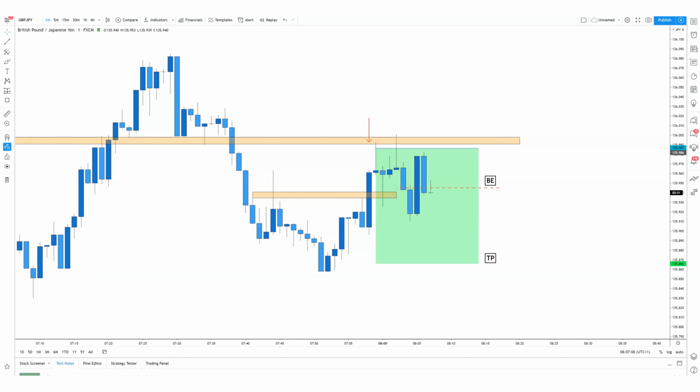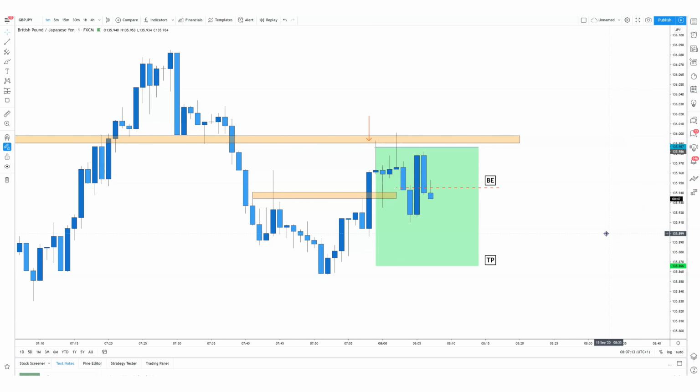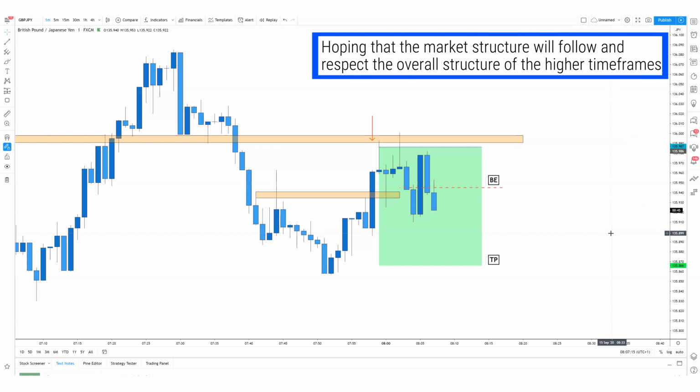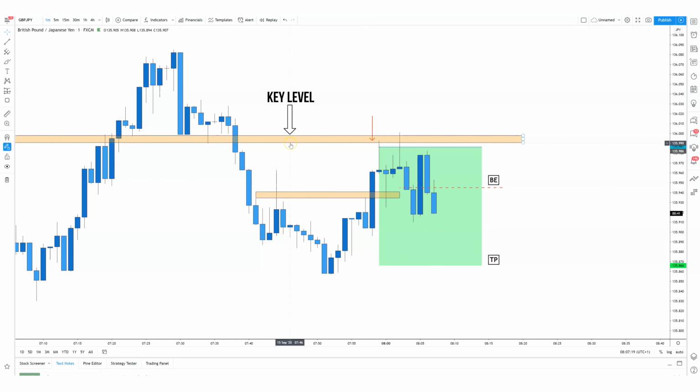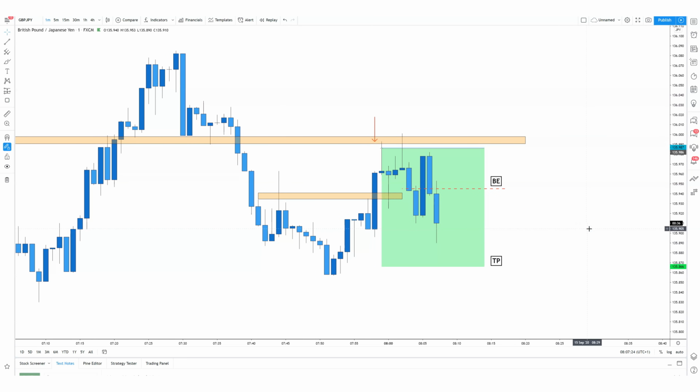So guys, you can see there's a lot of volatility right now. London has just opened, which means we're going to have a spike in either direction, hoping that the market structure will follow and respect the overall structure of the higher time frames. We have this key level, price is not breaking above it, that's significant. And as you can see here, we're having this movement to the downside.